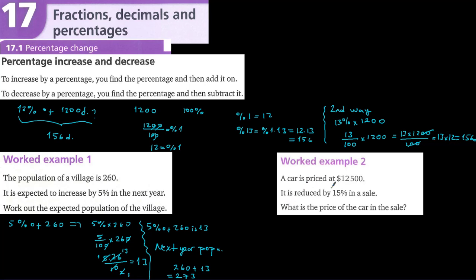Okay, this is the second exercise, and it is about decreasing by a percentage. A car is priced at $12,500 and it is reduced by 15% in a sale. What is the price of the car in the sale?